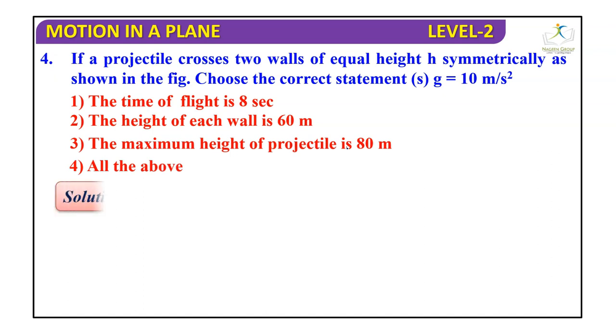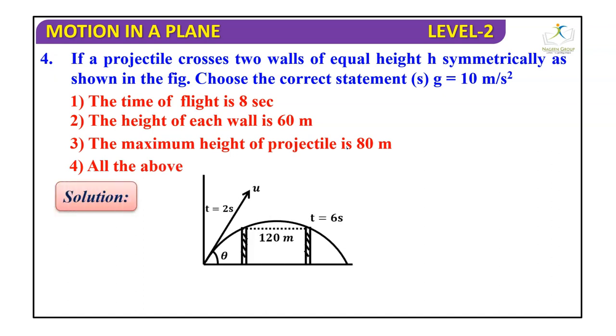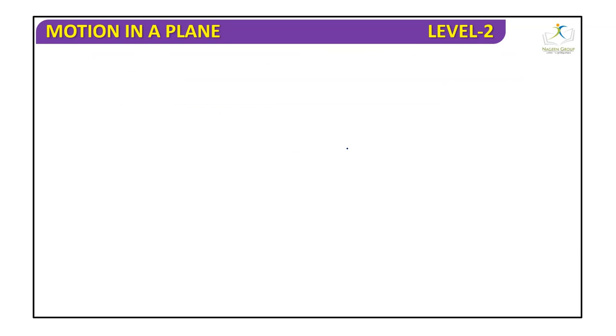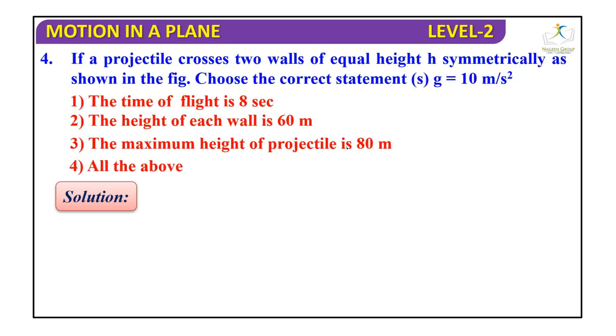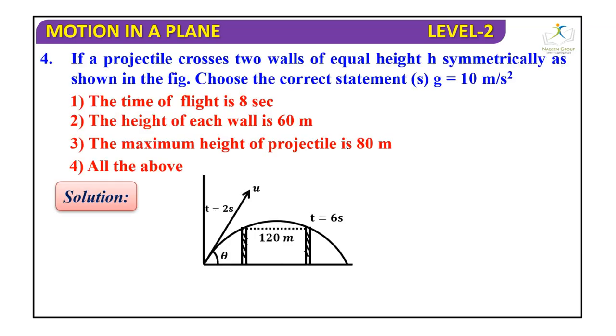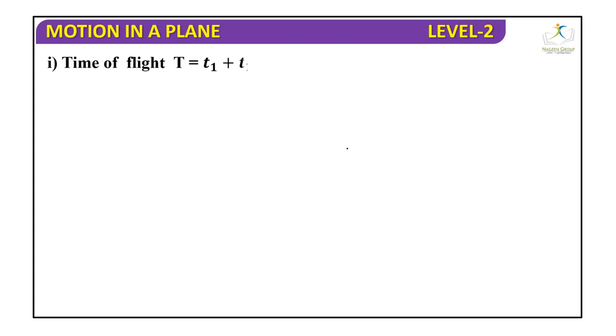All the above. So, solution is, student, we have taken a particular body and thrown it with the velocity u. It will take t equals 2 seconds and t equals 6 seconds. It will reach at this point. First, time of flight t is equal to t1 plus t2, which we can take out as 2 plus 6 equals 8 seconds.